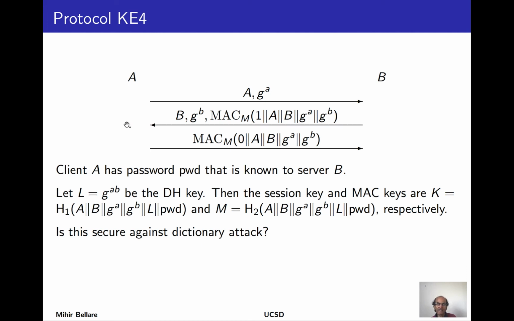At this point, A also knows what L is. It checks the MAC, and then it acknowledges through another MAC with the same MAC key and on the same quantities. In case I didn't mention before, these prepended bits are simply to distinguish the MACs of A from the MACs of B. All right. As usual, the session key K is a hash of the Diffie-Hellman key, but now we also include the password in there, and we include all these for freshness and identity checks and so forth.